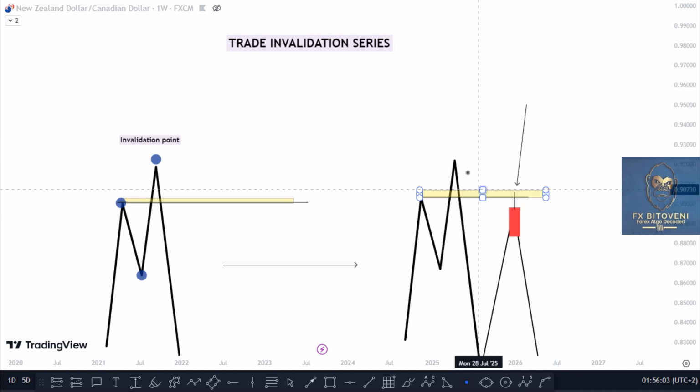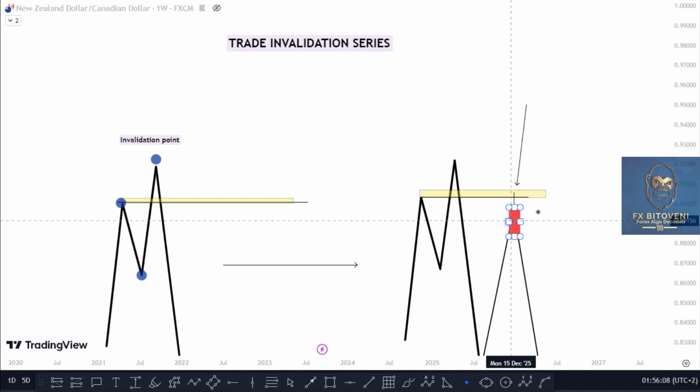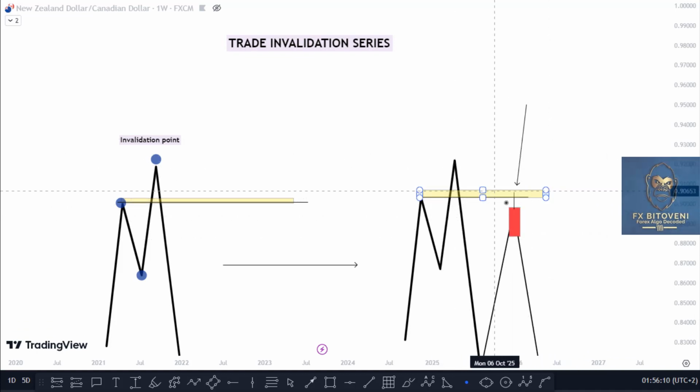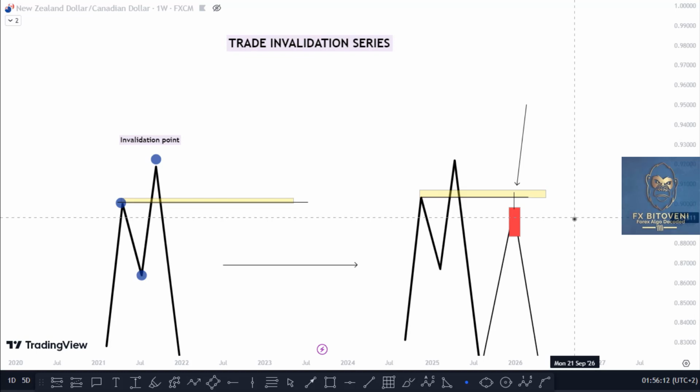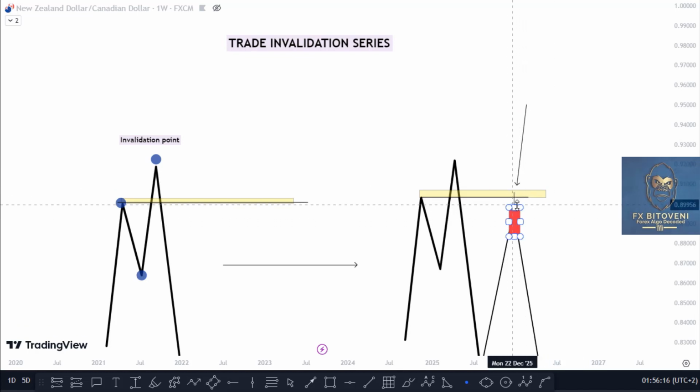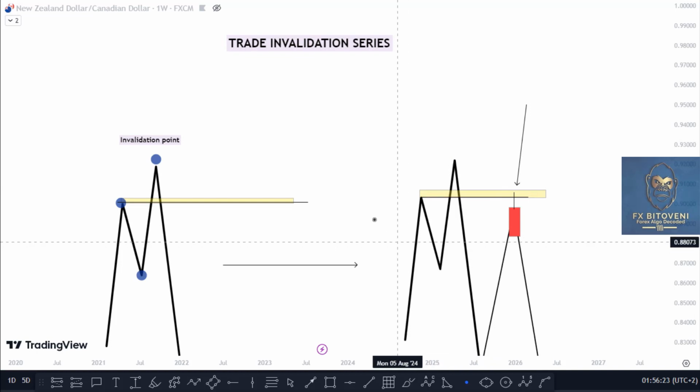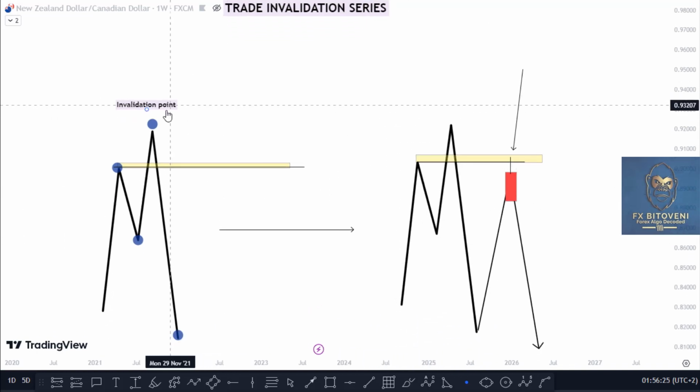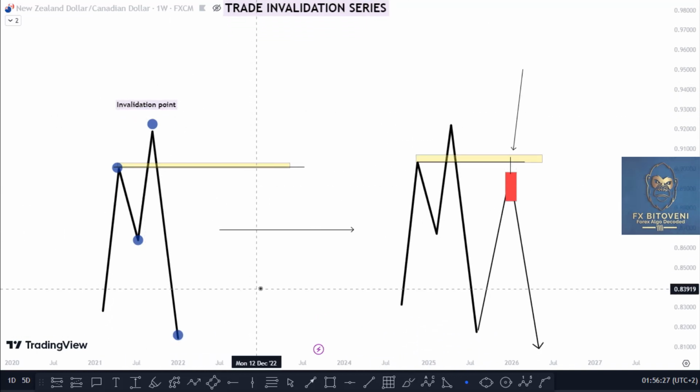If you already have an idea about the manipulation, the video I released talked about it. It was just an introduction, so you understand what's likely to happen when you see a rejection, the direction of the next candle. So this is what we call the invalidation point.